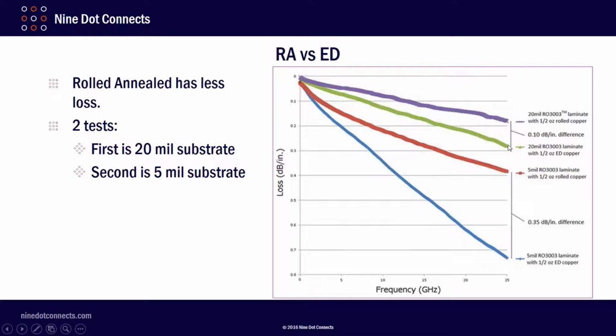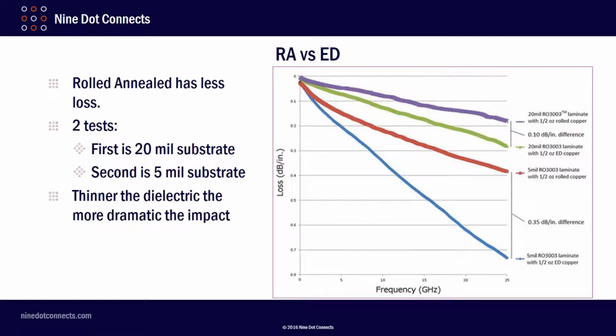Now the interesting thing is when you go to a 5 mil test, the test is even more dramatic of an impact. So with a 5 mil substrate, you can see that if you go with electrodeposited, you have quite a significantly more loss at a given frequency than you would with rolled copper.